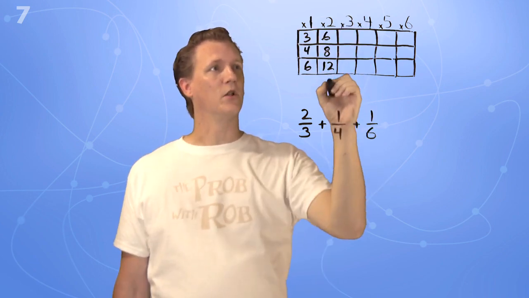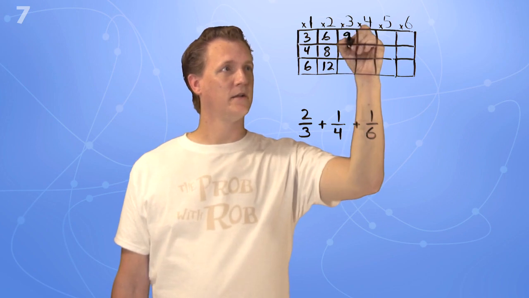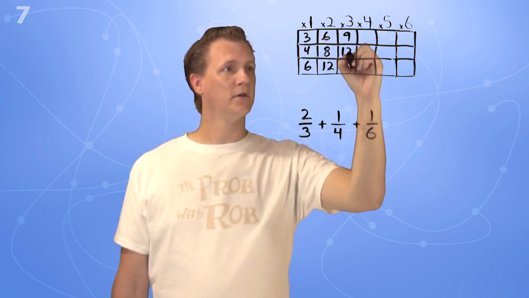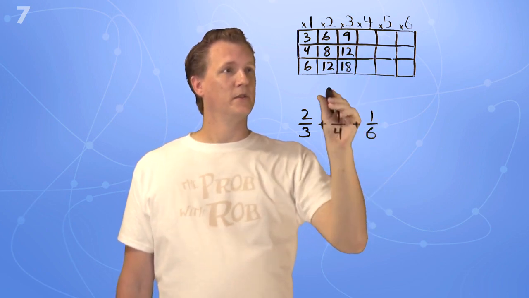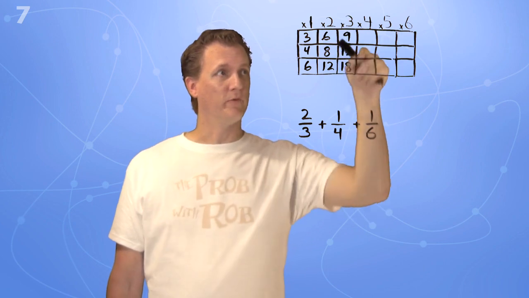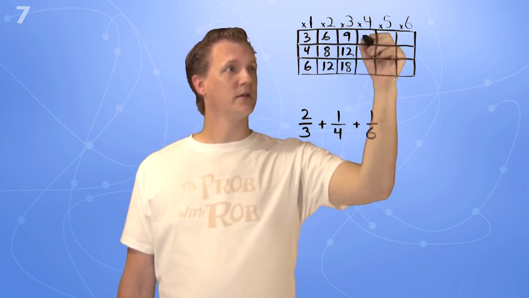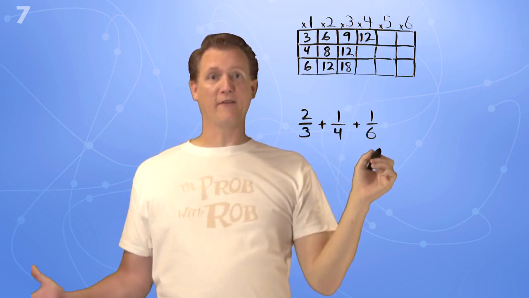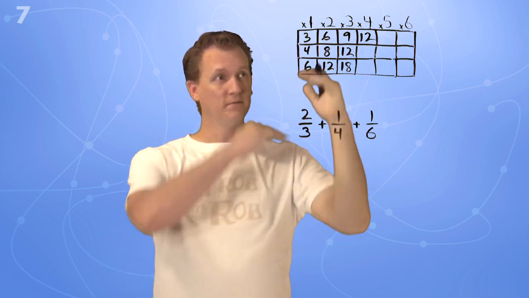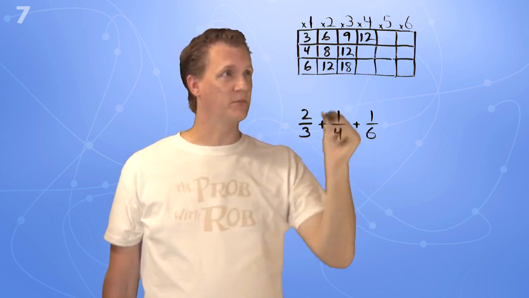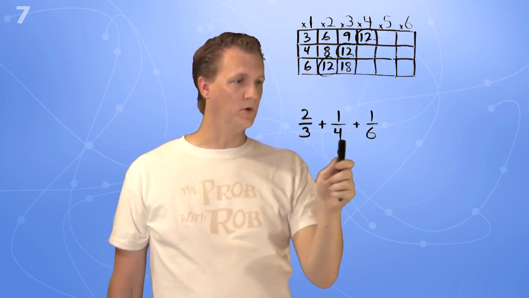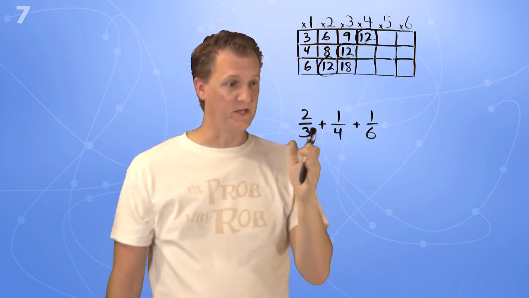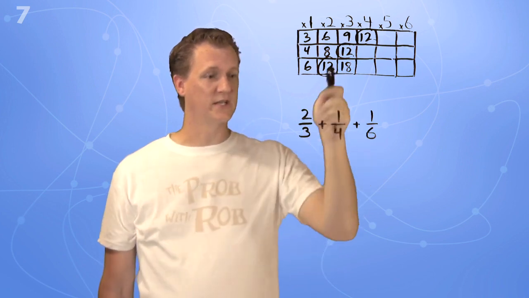So let's move on to column 3. 3 times 3 is 9. 3 times 4 is 12. Oh, we're getting closer. 3 times 6 is 18. There's still not a multiple in all 3 columns that's the same. So we move on to column 4. 4 times 3 is 12. Oh, and now we have it. 12, 12, and 12 is a multiple of all 3 of these numbers. So let's go ahead and circle those. And we know that our common multiple, and so therefore our common denominator of these 3 fractions is 12.